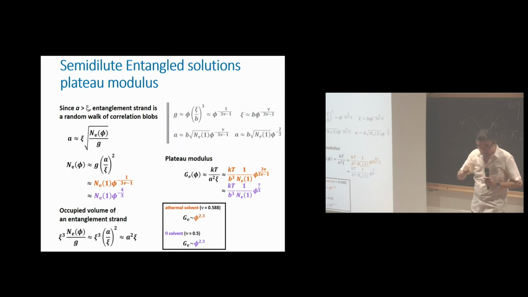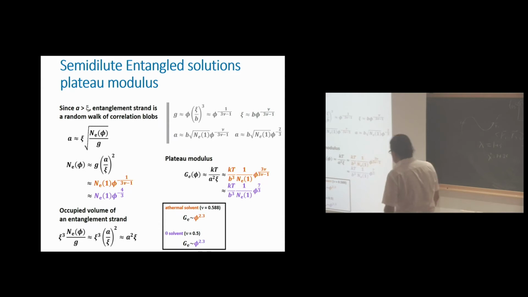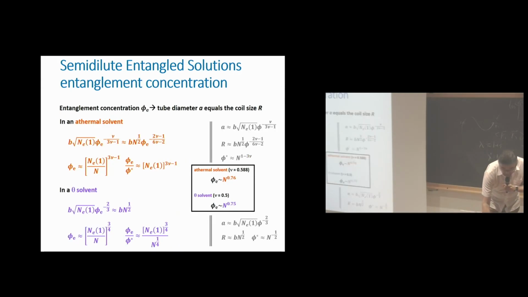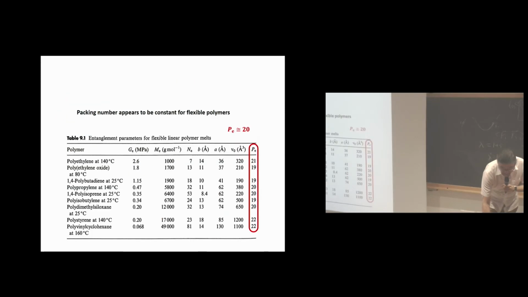Is xi always smaller than A? Yes. A is proportional to xi, but it's always larger than xi. The difference is the root of NE, so you can have an idea of the value. It depends on the flexibility and the size of monomers. Okay, so it varies relatively widely, tens of monomers per entanglement strand.